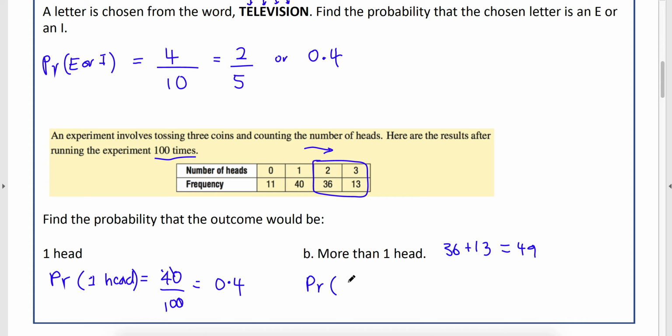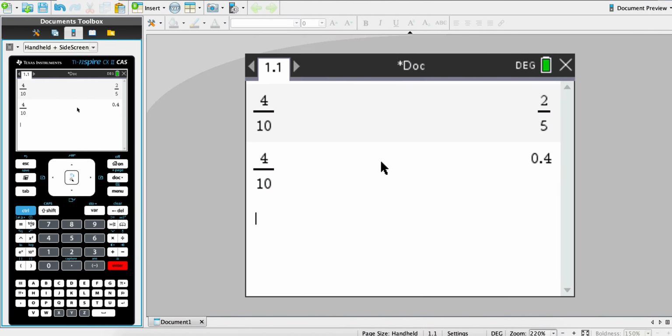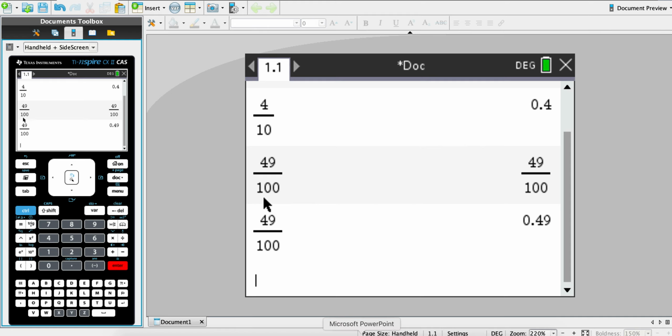So the probability of greater than 1 head is what I'm going to write, is 49. Hopefully you can see that. Out of 100. Now again, if you weren't sure whether you could simplify that or not, you could just check it in here. But what we're going to see is that it doesn't simplify. So 49 on 100 is 49 on 100, but of course as a decimal is 0.49.